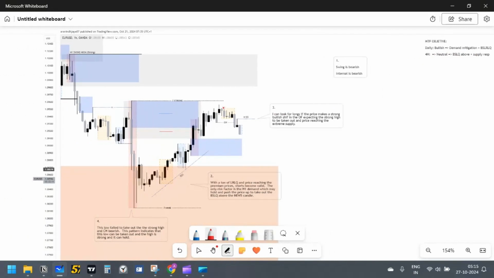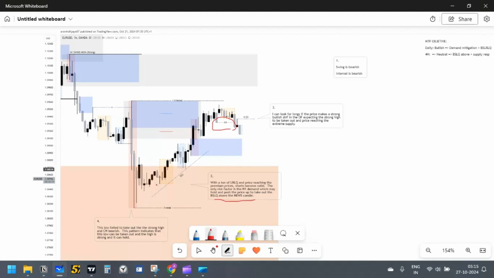But in H1, it's very clear that I had this bearish shock, but I didn't take anything. I didn't jump into trades with this bearish shock because it was formed during the spread hours. So with a ton of low resistance liquidity and the price reaching the premium prices, shorts become valid. The only risk factor is the H1 demand, which may hold and push the price up to take out the buy side liquidity above the news candle.